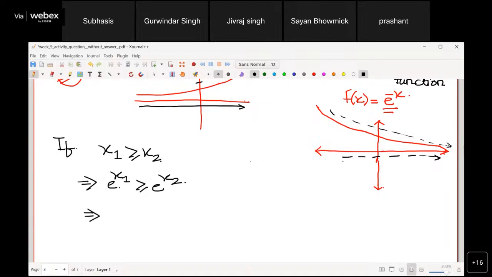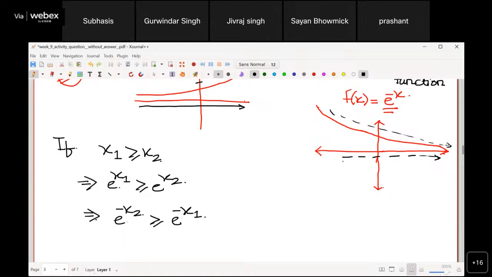Now can I write e power minus x2 is greater than e power minus x1? Yes, sir. Which is again sort of obvious, right? Okay. Yeah, it is true.